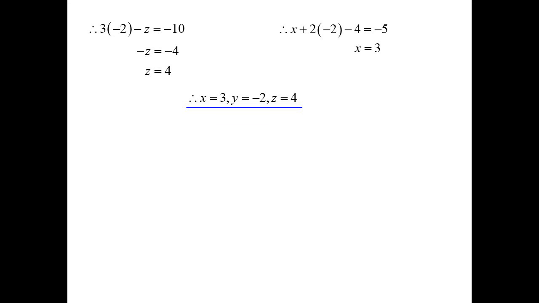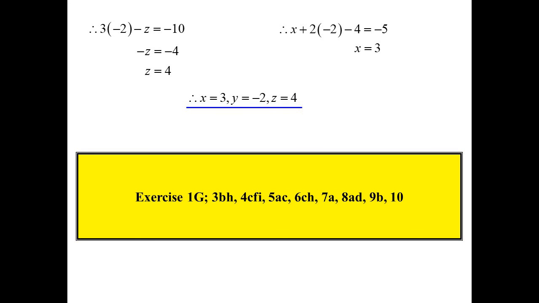There is my solution: x equals 3, y equals negative 2, and z equals 4. What we have just done is found the point of intersection of 3 lines in a 3-dimensional space. That's essentially what we've just done. Exciting, hey? Okay, 1G we will add to our list.